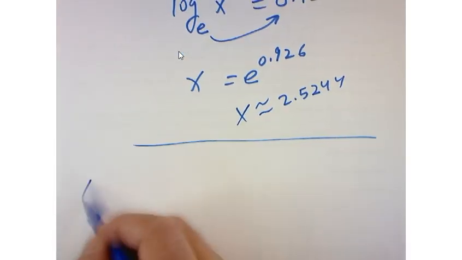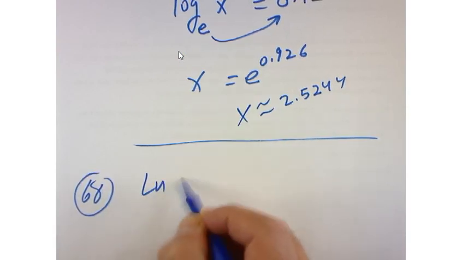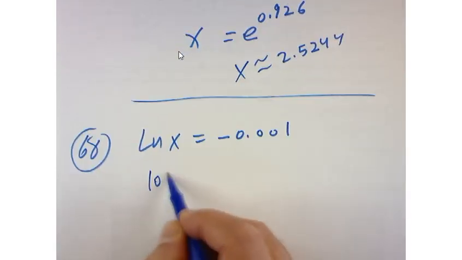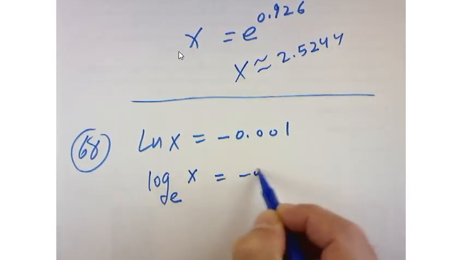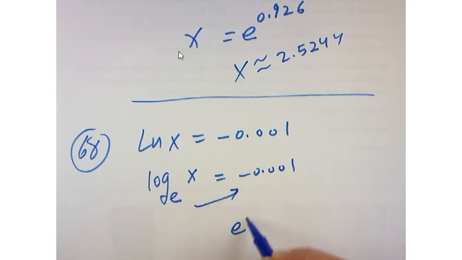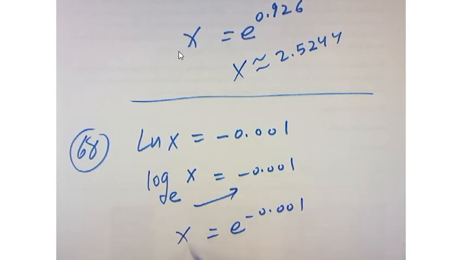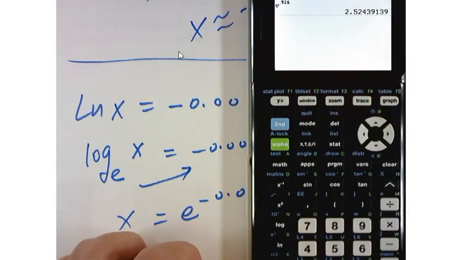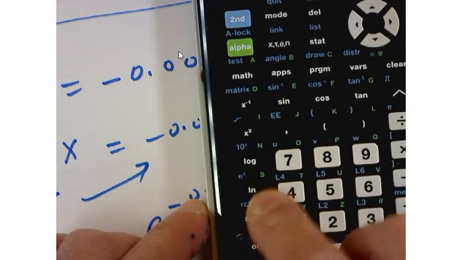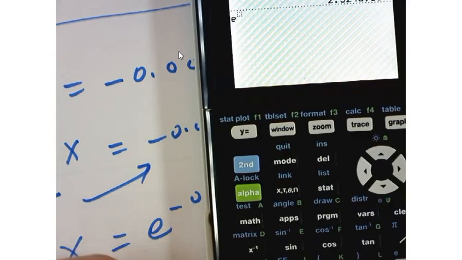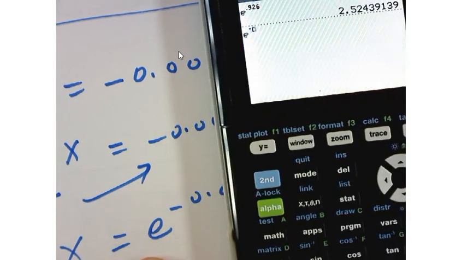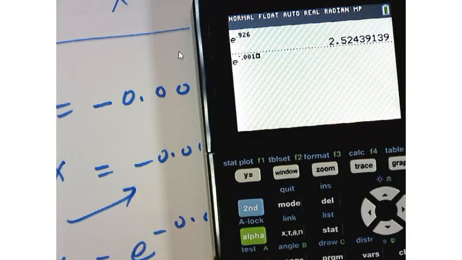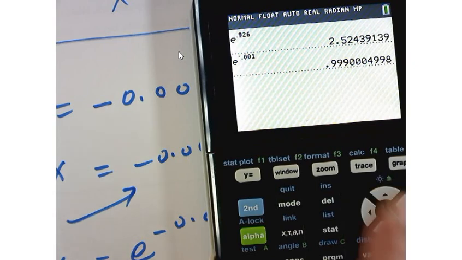And same thing with 68. Again, ln of x equals negative 0.001. So we change this to log base e. So e to the negative 0.001 equals x. Again, second ln key to get e right there. Second ln. So that's going to give e to the power and then negative 0.001. And that's roughly 0.999.